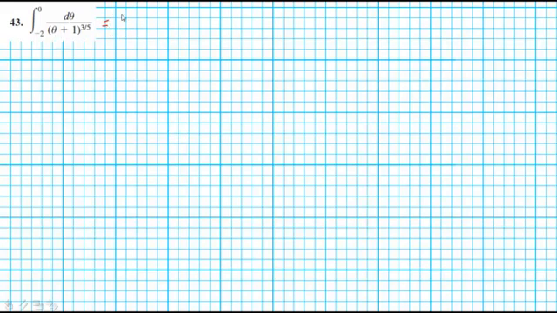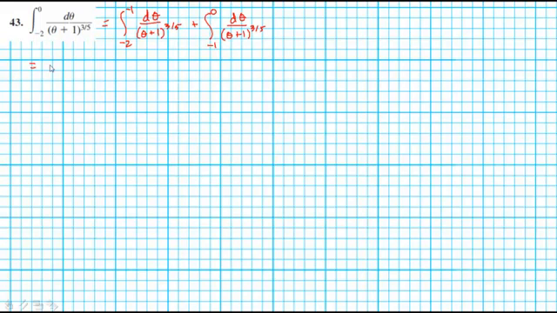Noticing that the discontinuity is at -1, we're going to go from -2 to -1 of d theta over the quantity theta plus 1 to the 3/2, plus the integral from -1 to 0 of d theta over theta plus 1 to the 3/2.